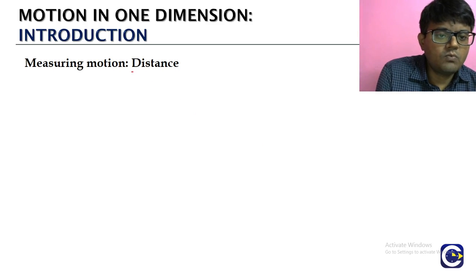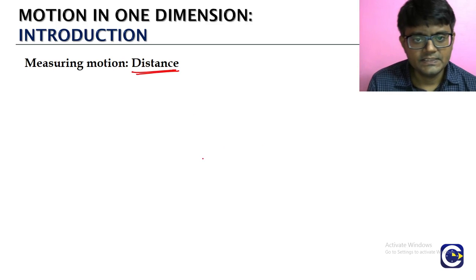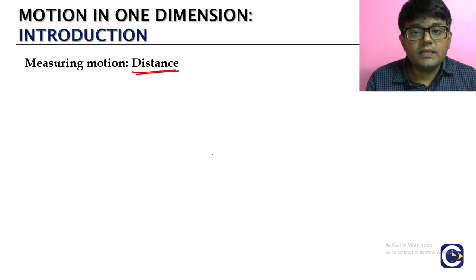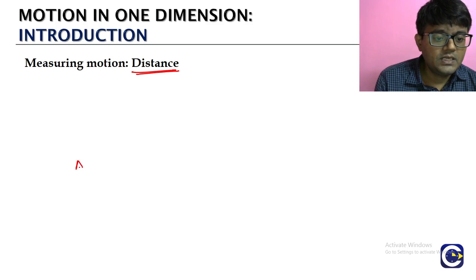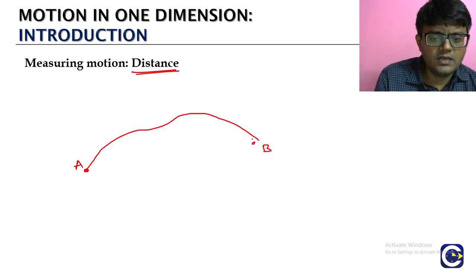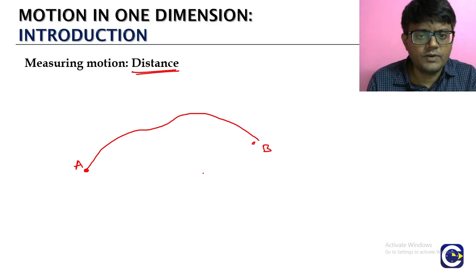So one is what we call distance, and the other one will be displacement. First we'll talk about the distance. Say for example, a particle is starting from location A and reaching location B. It will go in a path. It will go from A to B in a particular path.